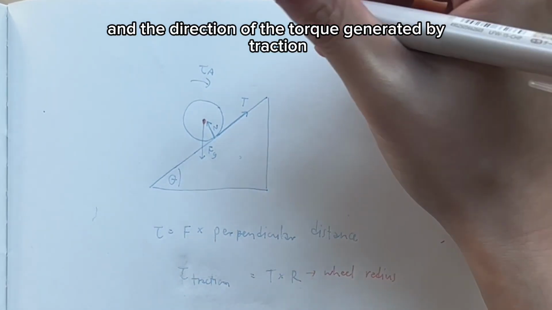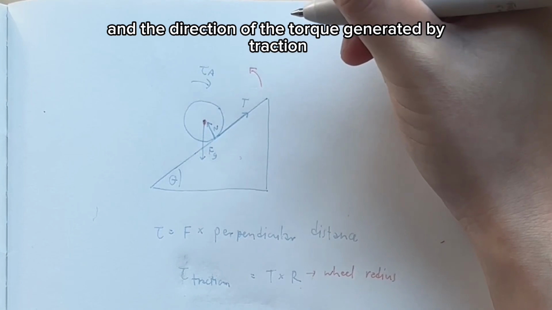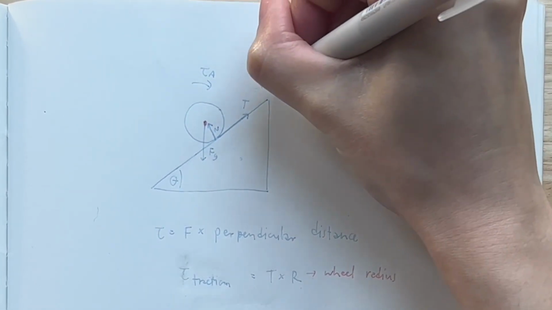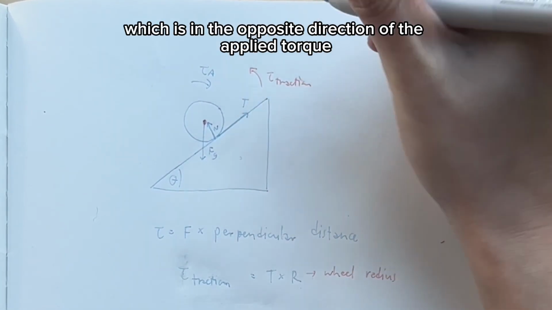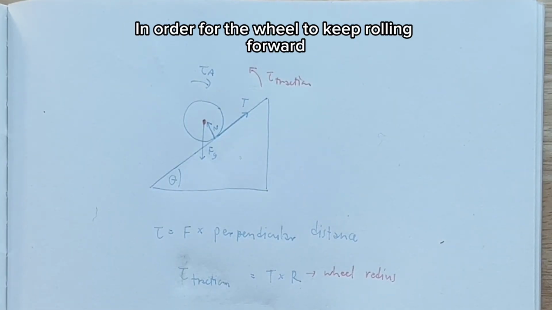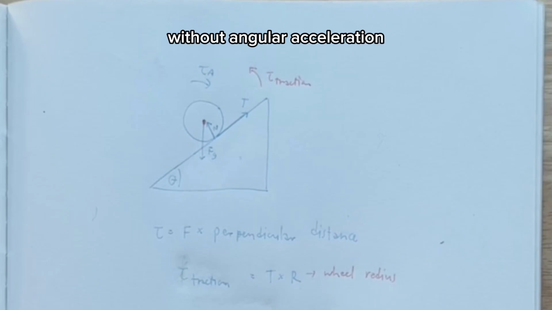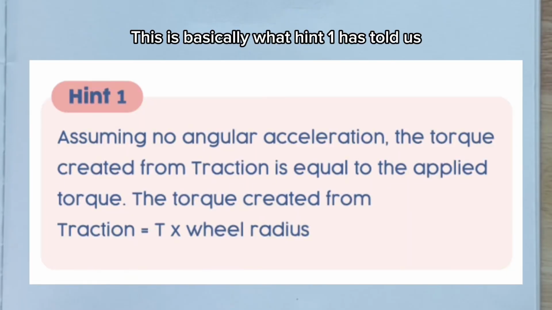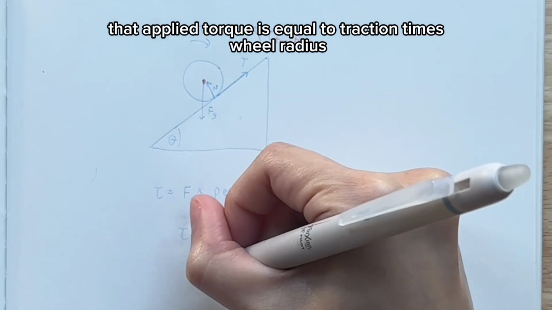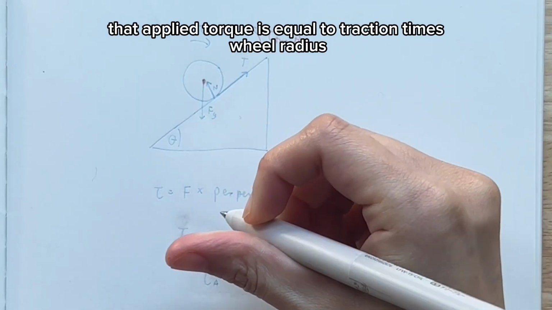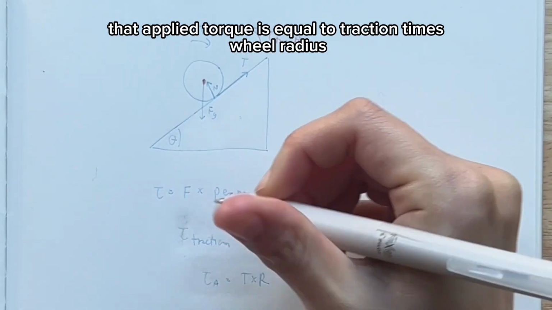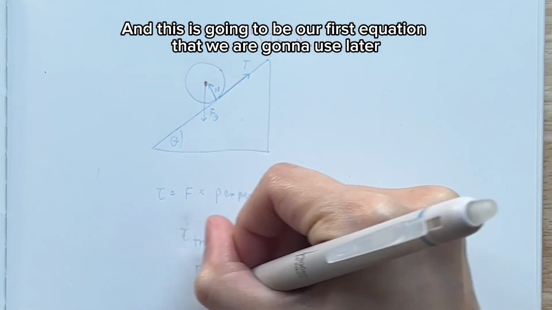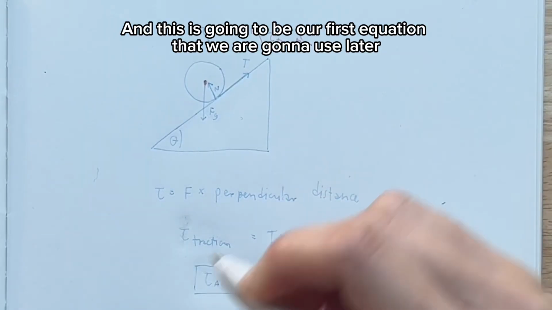And the direction of the torque generated by traction is counterclockwise, which is in the opposite direction of the applied torque. In order for the wheel to keep rolling forward without angular acceleration, the two torques have to equal each other. This is basically what hint 1 has told us. So we write out that applied torque is equal to traction times wheel radius, and this is going to be our first equation that we are going to use later.